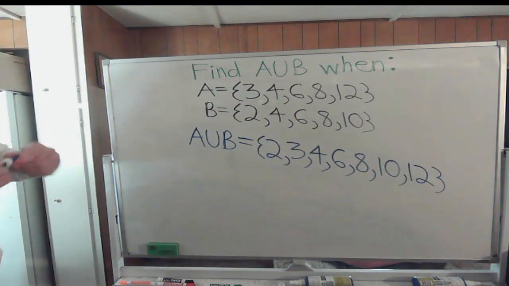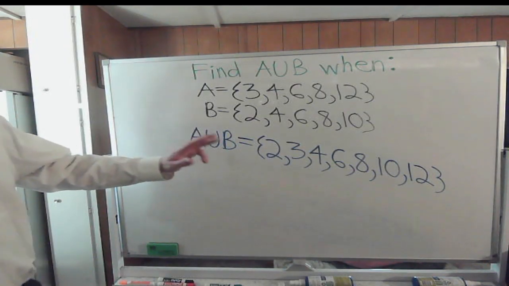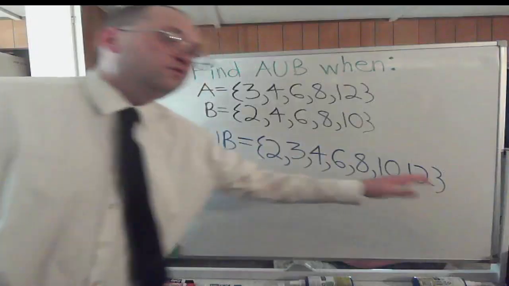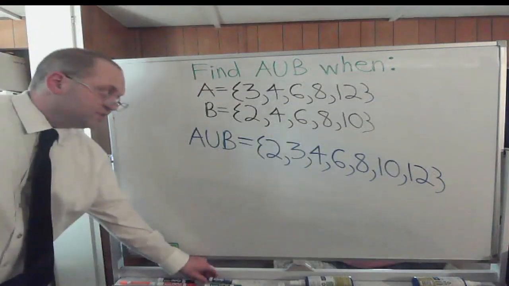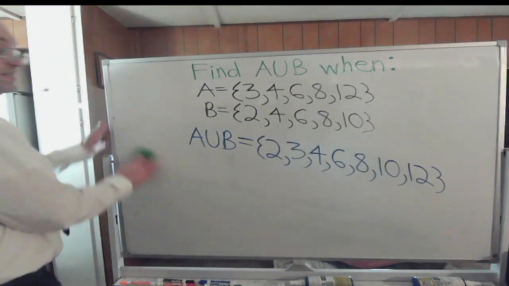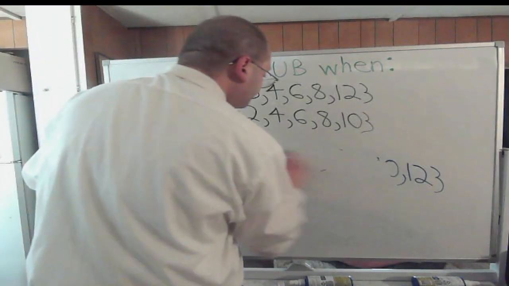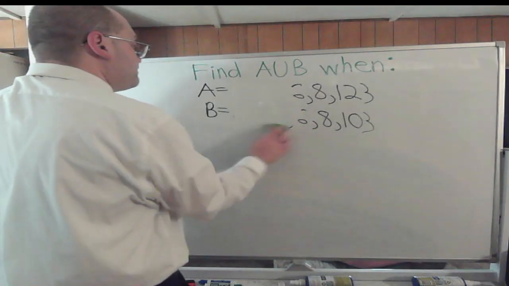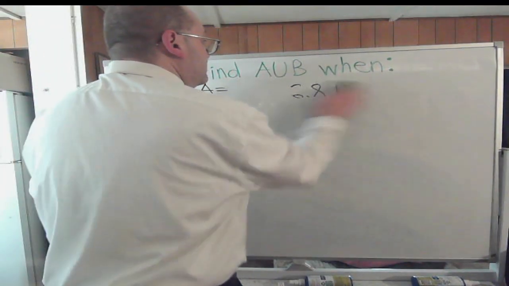So the set of A in union with B is the giant set of 2, 3, 4, 6, 8, 10, and 12. You just combine both sets together. So that's the union of the sets. I got one more problem for union of sets. Then we're going to move on to intersections.